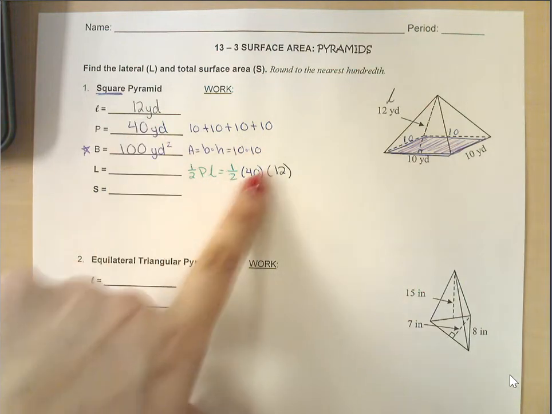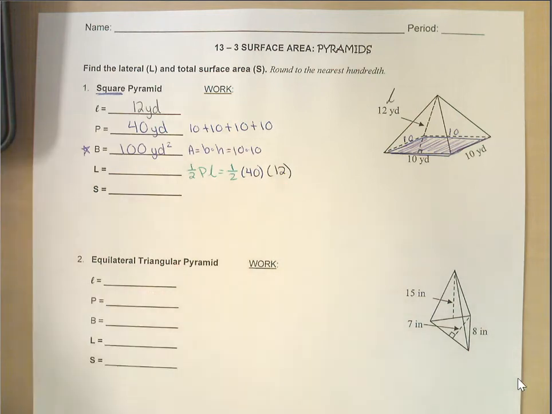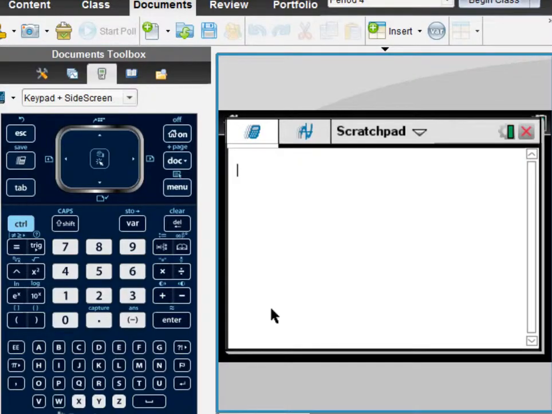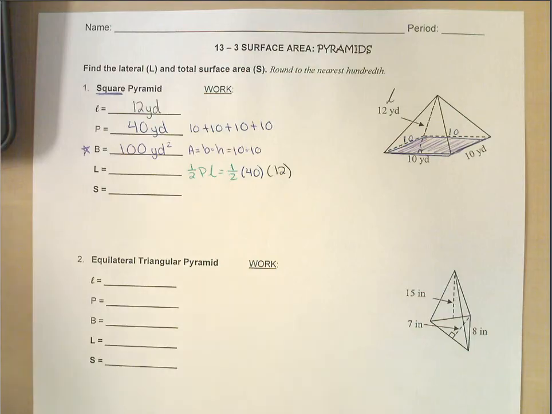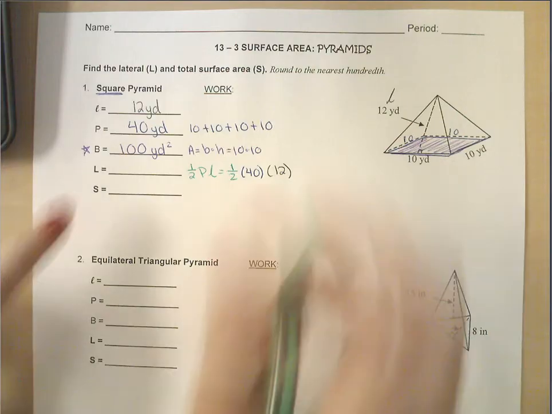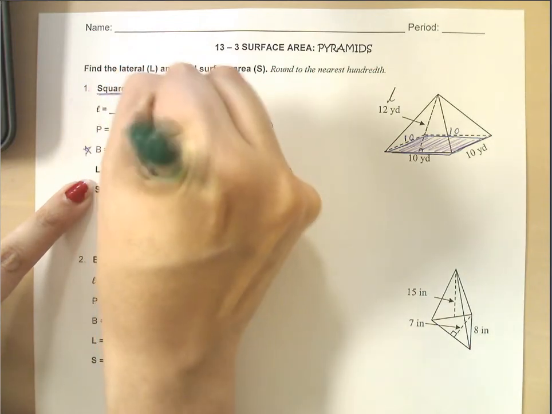So now I multiply those 3 things. 1/2 times 40 times 12. You could type it all at once in your calculator. If you do control divide, you can set up your fraction. That's 1/2, and then times your 40 and times the 12. That gives you 240. So for my lateral surface area, this gives me 240 yards squared.